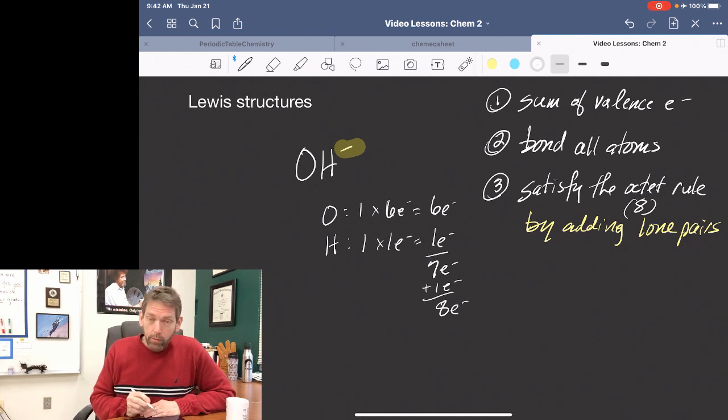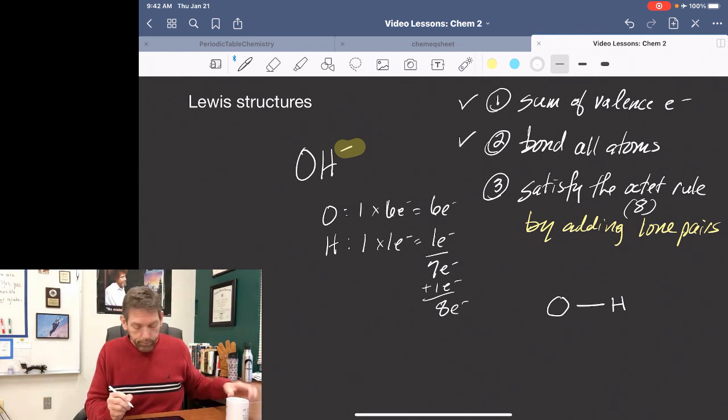So we've summed up the valence electrons. Check. Let me put that over here. Oops, see, I did it again. Check. All right, so now we've got to bond all atoms. Let's go ahead and put this together. We've got oxygen, and then we've got it bonded to a hydrogen, right? And then check. Rule 2 is done.